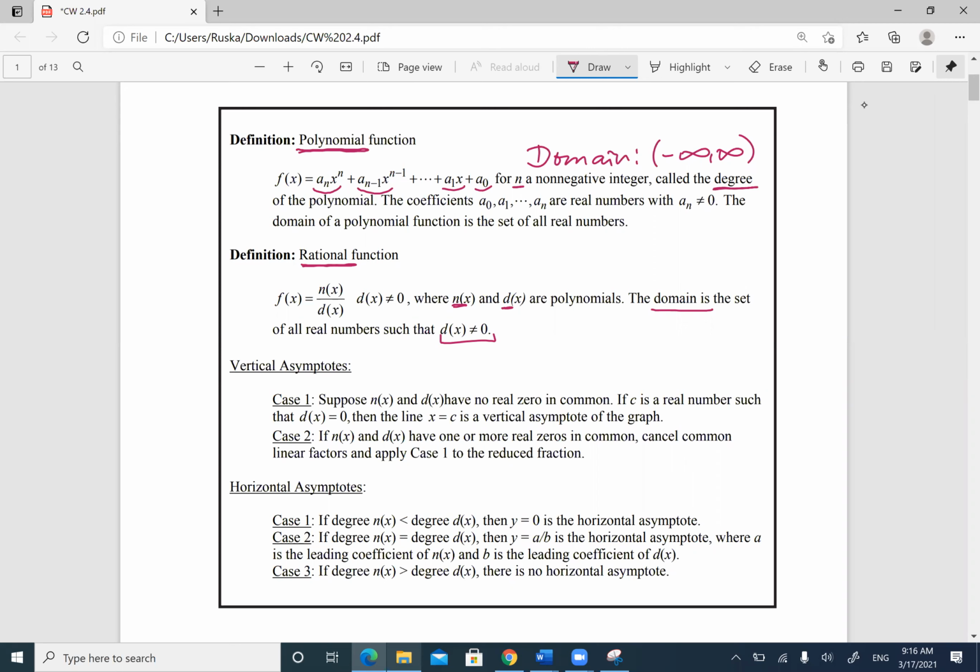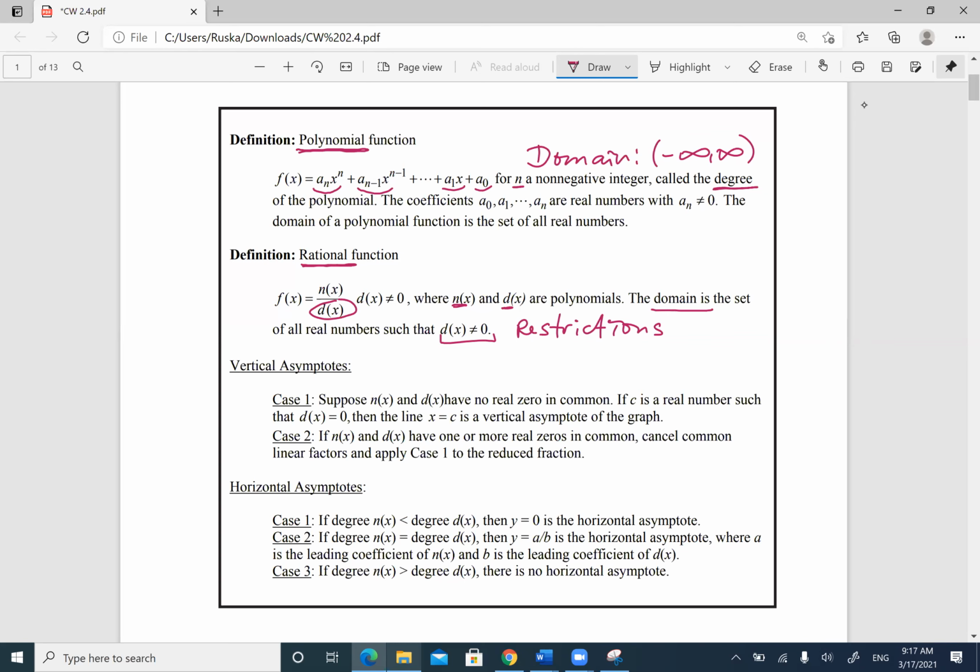So if I need to find the domain, I need to set the denominator, whatever is in the bottom, not equal to 0 and solve. These are your restrictions. So you have restrictions in the domain. It's not all real numbers. The bottom cannot be 0. That's the restriction for a fraction. And then rational functions also have vertical and horizontal asymptotes.